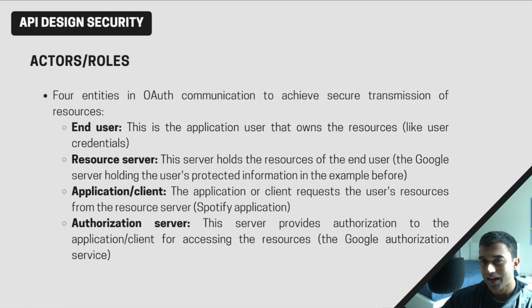So let's talk about actors and roles. There are 4 entities in the OAuth communication to achieve secure transmission of resources. Firstly, we have the end user. This is the application user that owns the resources, like the user credentials. And then we have the resource server. This is the server that holds the resources of the end user, like the Google server holding the user's protected information in the example before.